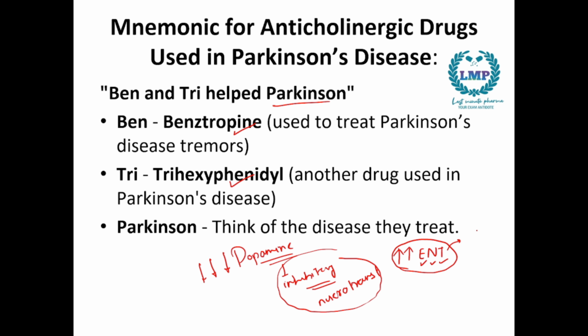So what is the anticholinergic system going to do? It is going to inhibit the activity of acetylcholine. If you inhibit the activity of acetylcholine, it causes relaxation of the brain. I hope it is clear. So Benz and Tri help Parkinson: they help in treating Parkinsonism disease, that is, benztropine and trihexyphenidyl.